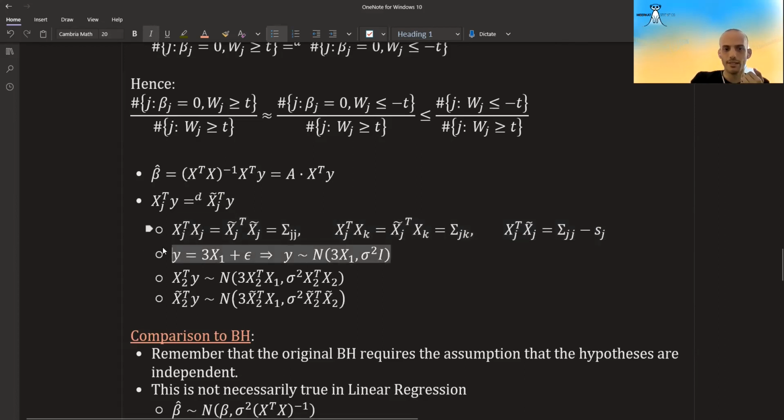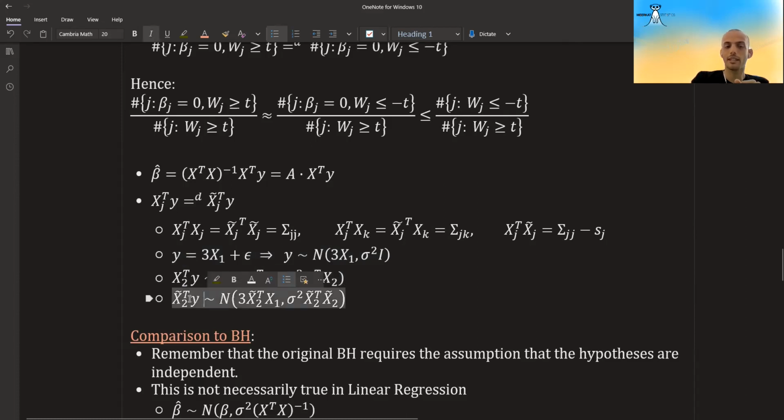Let's suppose that our real model is, for example, 3x1 plus epsilon. So this means that y is distributed normal with mean 3x1 and covariance sigma squared times the identity matrix. So if we now take x2, which is a null feature, and we look at x2 transpose y, well, we will get this thing over here.